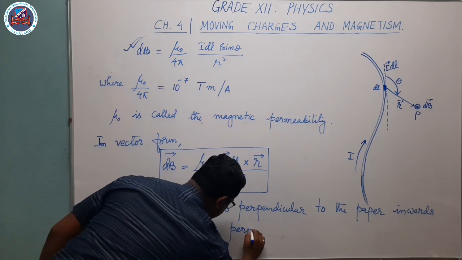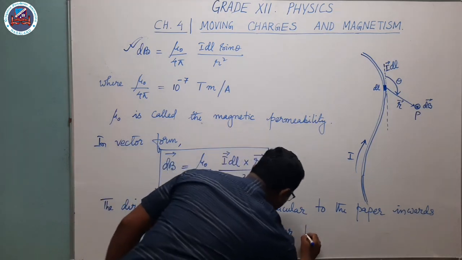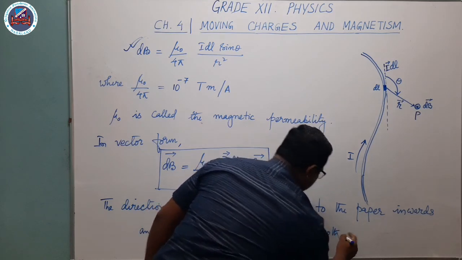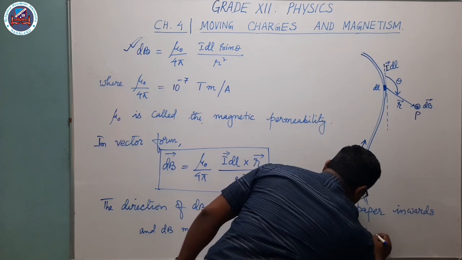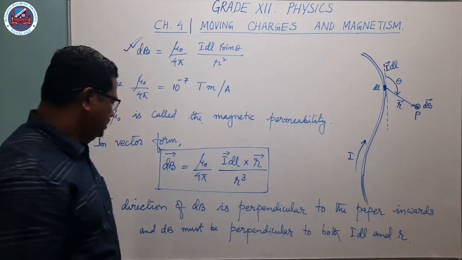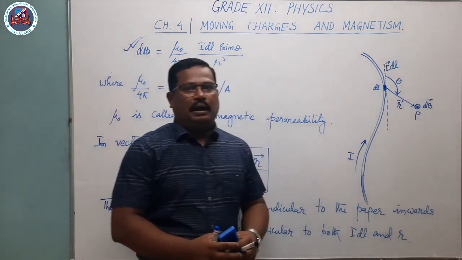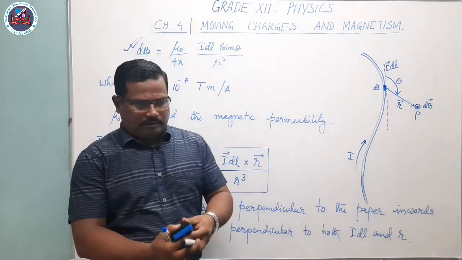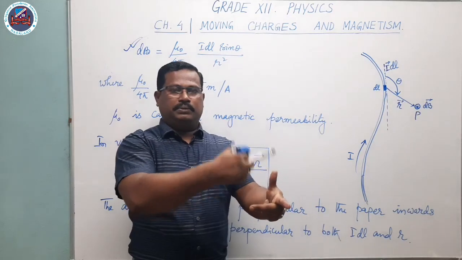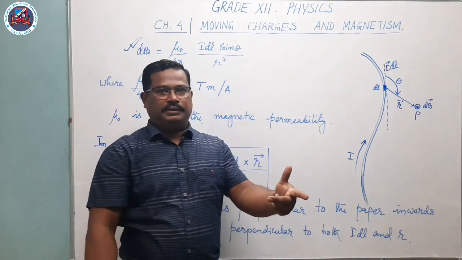dB must be perpendicular to both I dL and R. This also is to be noted. dB must be perpendicular to both I dL as well as R. It must make an angle of 90 degrees.